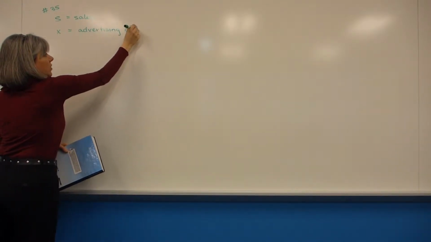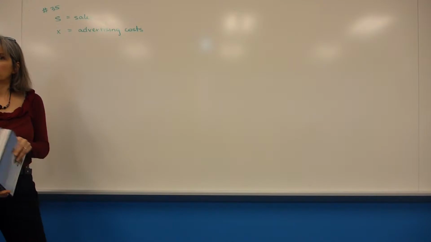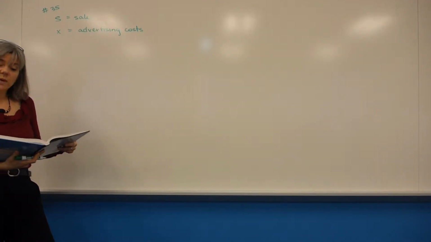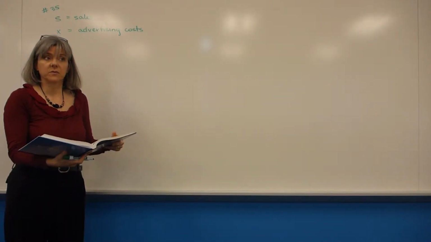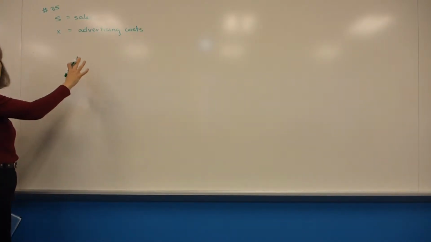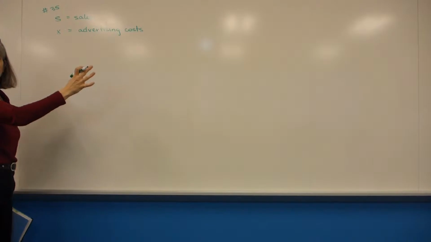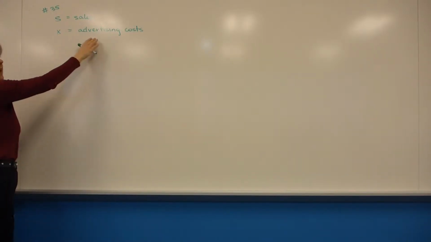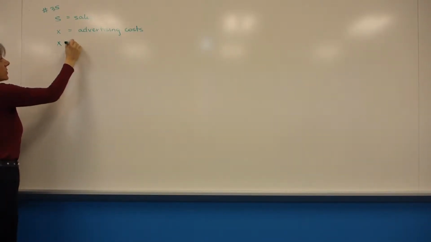I'm a big fan of write more, not less, as long as you write it in an organized fashion. And then it says the current weekly advertising costs are $2,000. So current weekly advertising costs are $2,000. If I wanted to write that in terms of a variable equals a number, which variable would I pick? Well, it's advertising costs, so I'm going to say X equals 2,000.